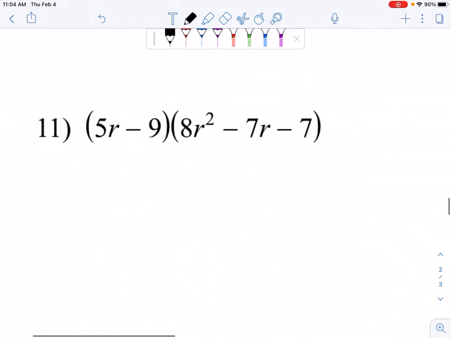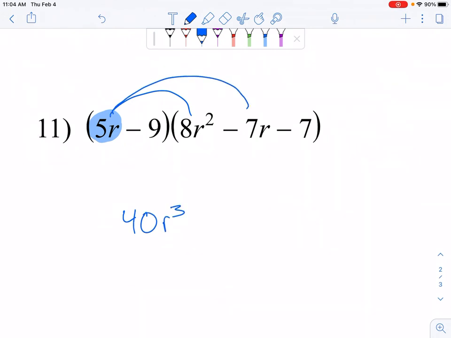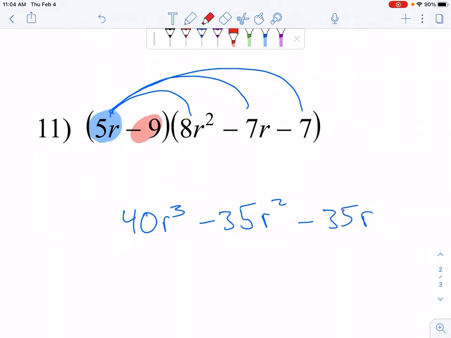And then if you don't like writing at all and can do a lot of this in your head, you probably like the double distribution, in which case we're taking the 5r and distributing. Do this one in blue. So 5 times 8 is 40. R times r to the second is r to the third. 5 times negative 7 is negative 35. R times r squared. 5 times negative 7, negative 35. R stays attached.